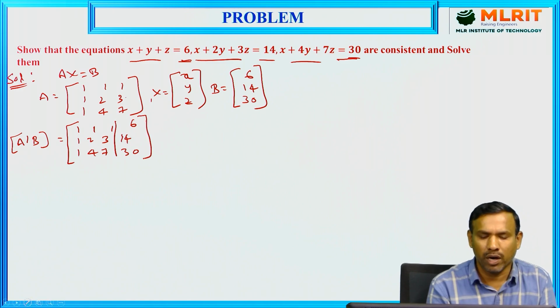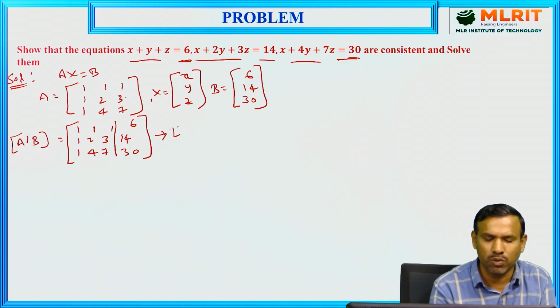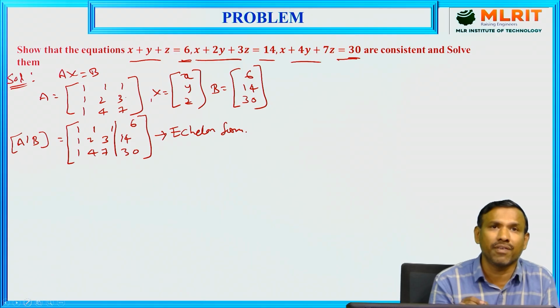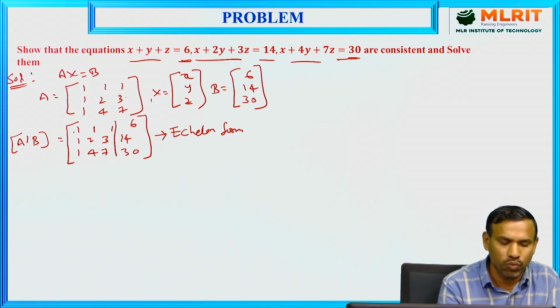Now what we'll do, reduce to echelon form. This matrix should be changed to echelon form to find the rank, because the solution of the system of equations depends on the rank of A and the rank of A by B. So using R1, make the R2 element 0 and R3 element 0. That is very easy. R2 implies R2 minus R1. R3 implies R3 minus R1.